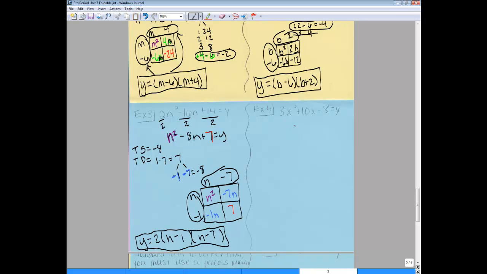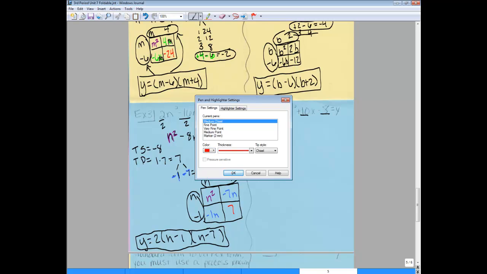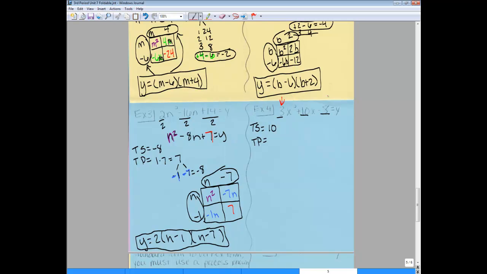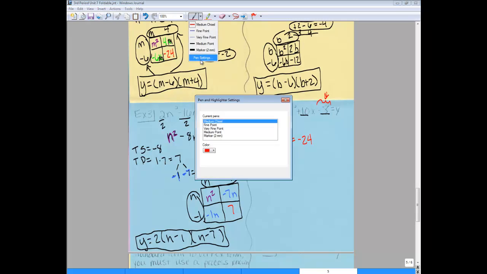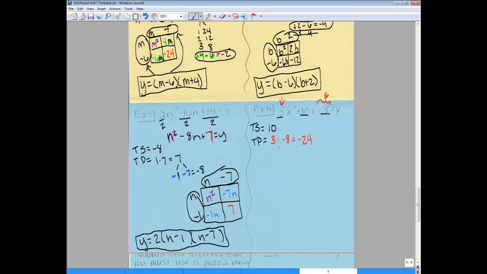In this last one, there is not a number that can go out of all three of these. So we're going to have to do it a little differently. Remember, target sum is still always B. So it's 10. But our target product will change, because now we actually have an A to worry about. So we now have this 3 and the -8. So 3 times -8 is really -24.